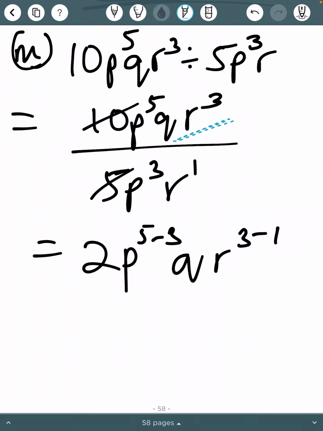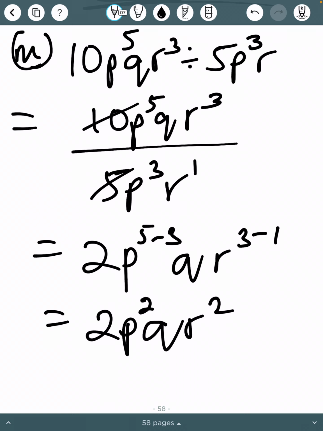This is r raised to power 3 divided by r raised to power 1, so that's r raised to power 3 minus 1. This is p raised to power 5 divided by p raised to power 3, just like they are under each other here, is p raised to power 5 minus 3. And that's q r raised to power. So my answer is 2p raised to power 2 q r raised to power 2.